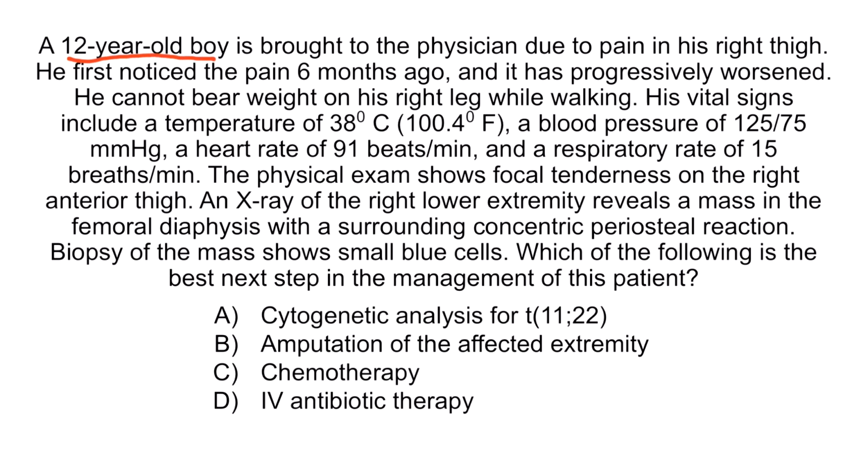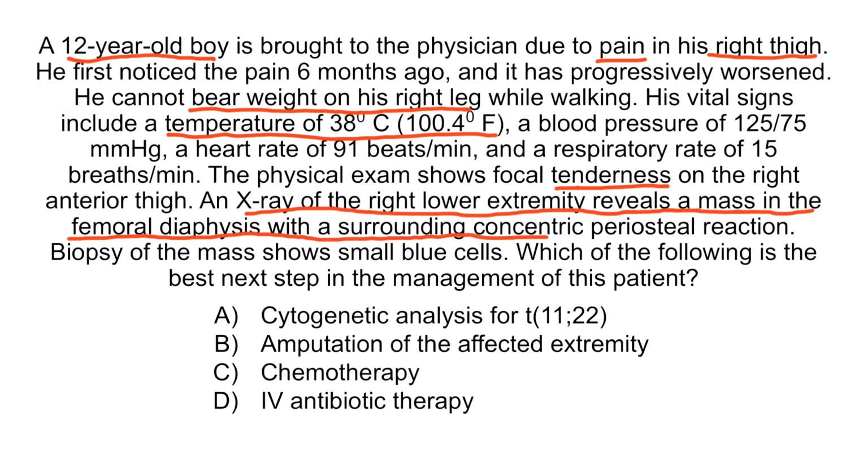A 12-year-old boy is brought to the physician due to pain in his right thigh. He first noticed the pain 6 months ago, and it has progressively worsened. He cannot bear weight on his right leg while walking. His vital signs include a temperature of 38 degrees Celsius, a blood pressure of 125 over 75 millimeters of mercury, a heart rate of 91 beats per minute, and a respiratory rate of 15 breaths per minute. The physical exam shows focal tenderness on the right anterior thigh. An X-ray of the right lower extremity reveals a mass in the femoral diaphysis with a surrounding concentric periosteal reaction. Biopsy of the mass shows small blue cells. Which of the following is the best next step in the management of this patient?